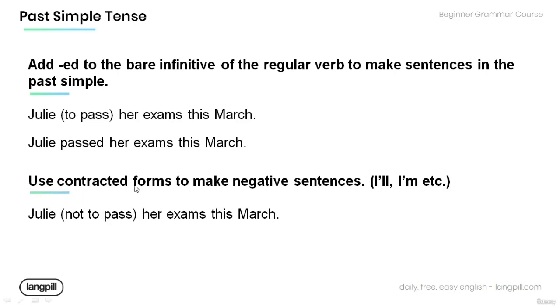Remember that we use contracted forms to make negative sentences, like I'll, I'm, etc. Julie not to pass her exam this March. Julie didn't pass her exam this March.